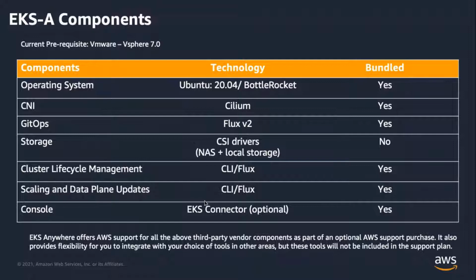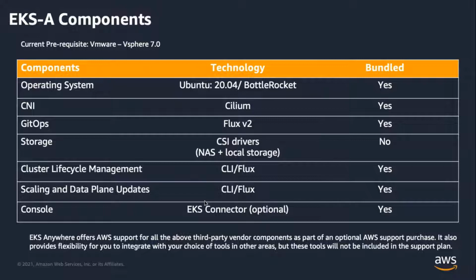So in terms of the components that we bundle in: a node operating system. Currently, we support both Ubuntu and Bottlerocket as two different options. Going forward, we look to support more options as well. From a CNI standpoint, we also bundle in Cilium, which helps you with your overlay networking needs as well as networking setup for your Kubernetes environment.